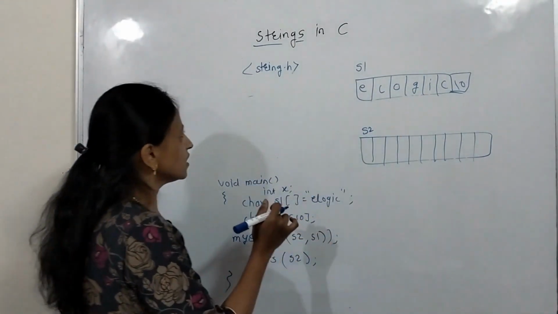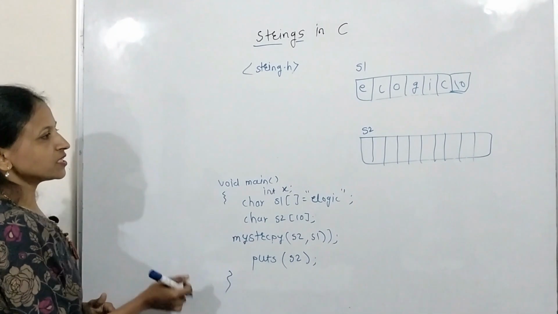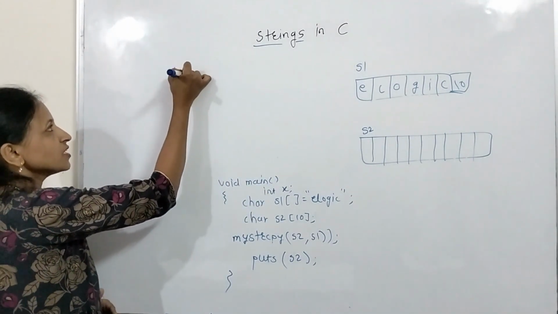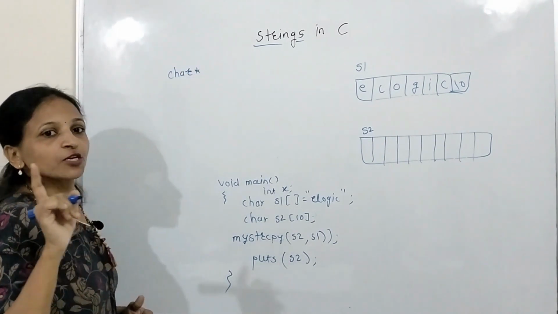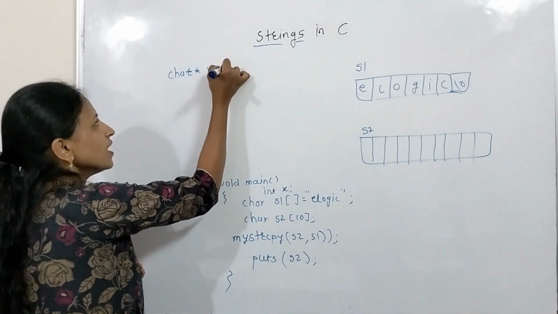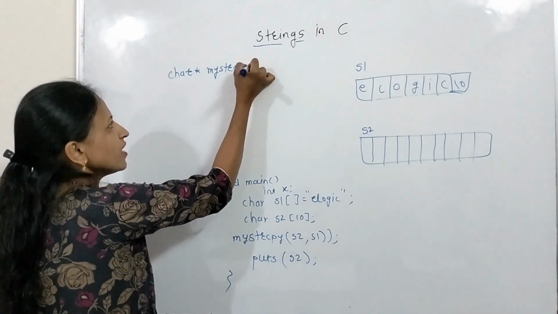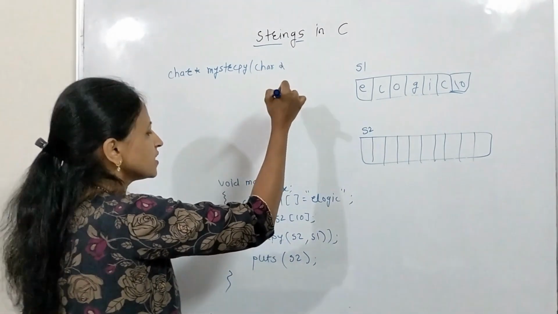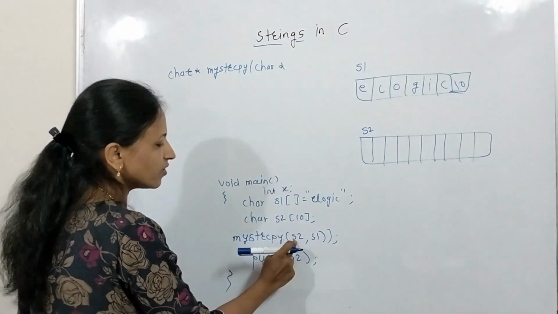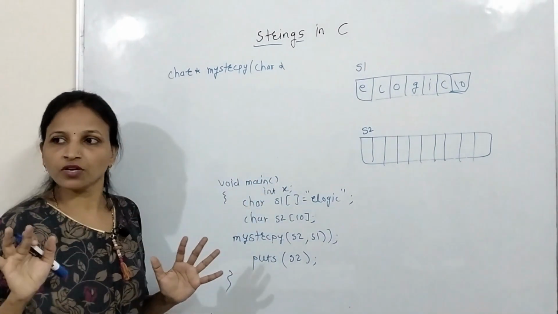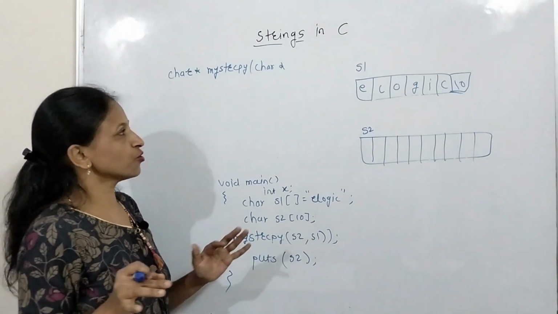Now here, what is the return type of this my strcpy function? The return type will be the same, just like a built-in function. char *, then the function name is my strcpy. Here we will pass two char *, okay. First is here I have written s2, s1. Here we can write s2, s1 or any other name also we can use for formal arguments.